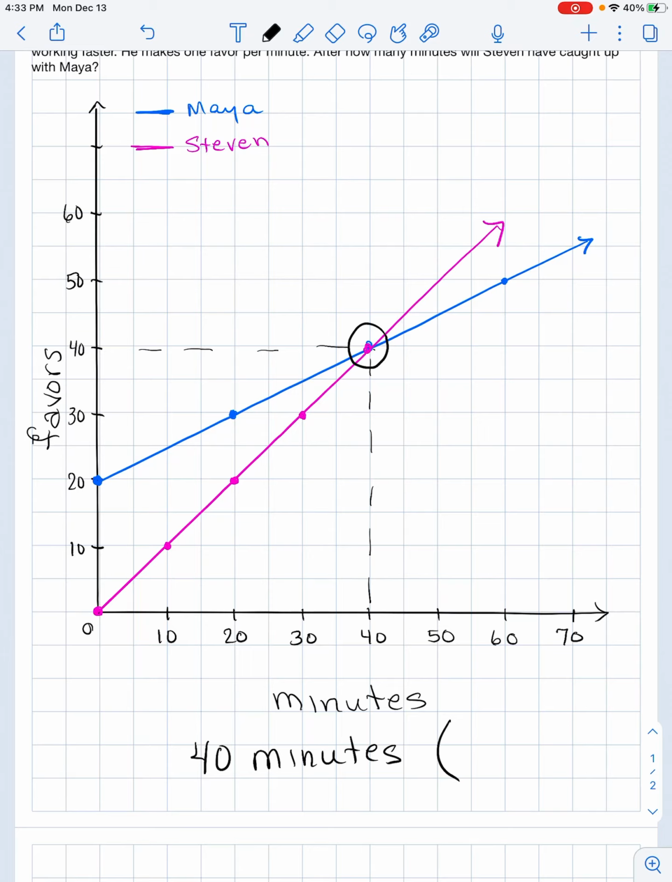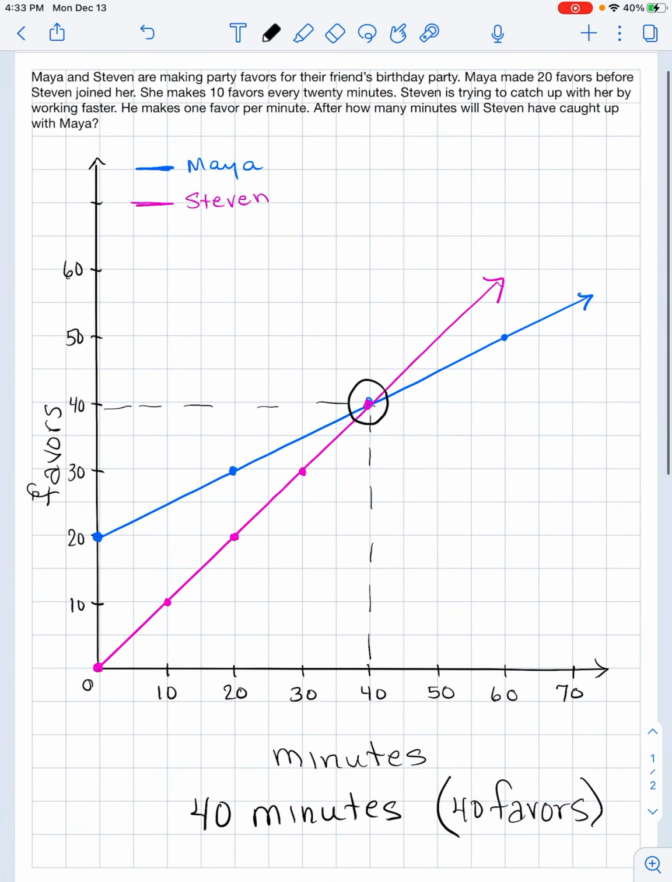going back to the y-axis, 40 favors. And that's how we graph from a word problem, because normally we're trying to graph to find the answer to a specific question. And that answer will be found from the intersection.